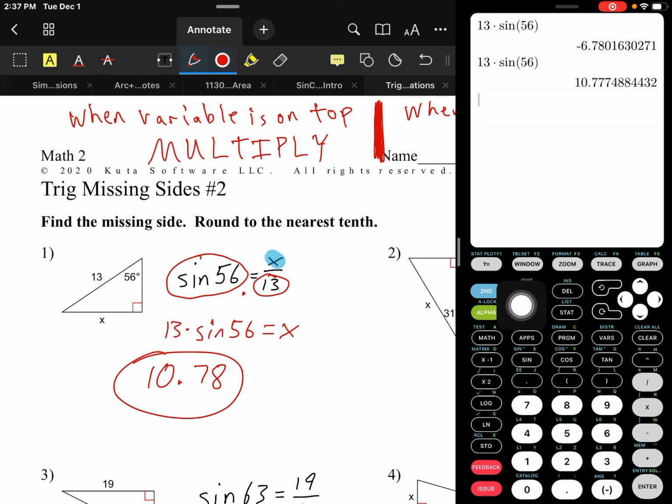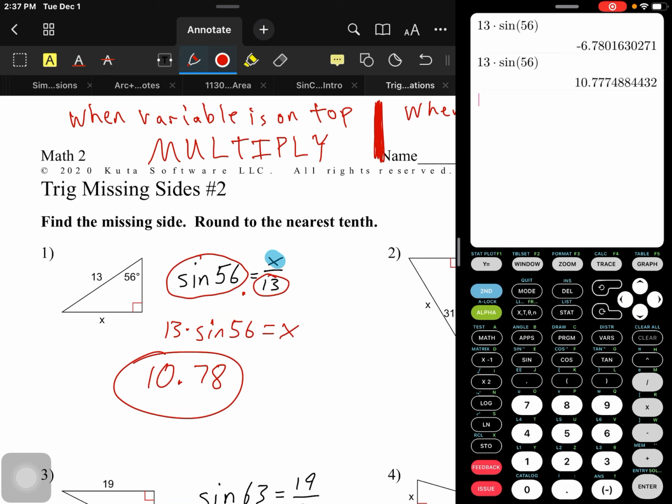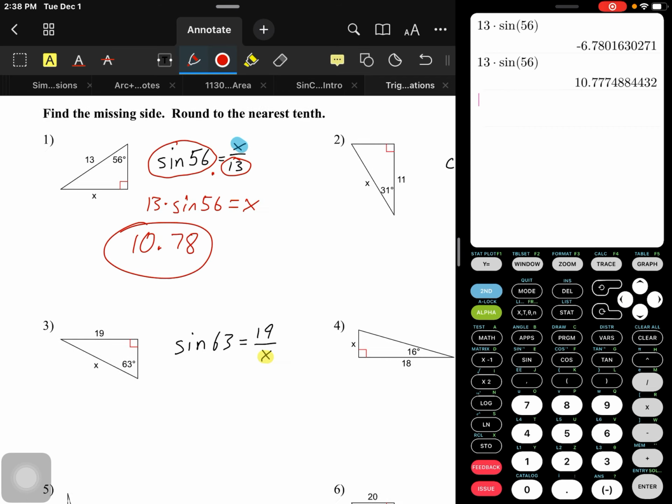All right. Again, if you need a little instruction here, click on mode, which is right next to the second button, the blue button. Click on mode, and then arrow down to the radian degree line, and make sure that degree is highlighted in black. If radian was highlighted in black like that, you would just arrow over to degree and hit enter, and then hit clear, and then you're good to go. Okay? All right, so back to the math. When the variable is on top, you multiply everything. Okay? 13 times sine of 56. All right?